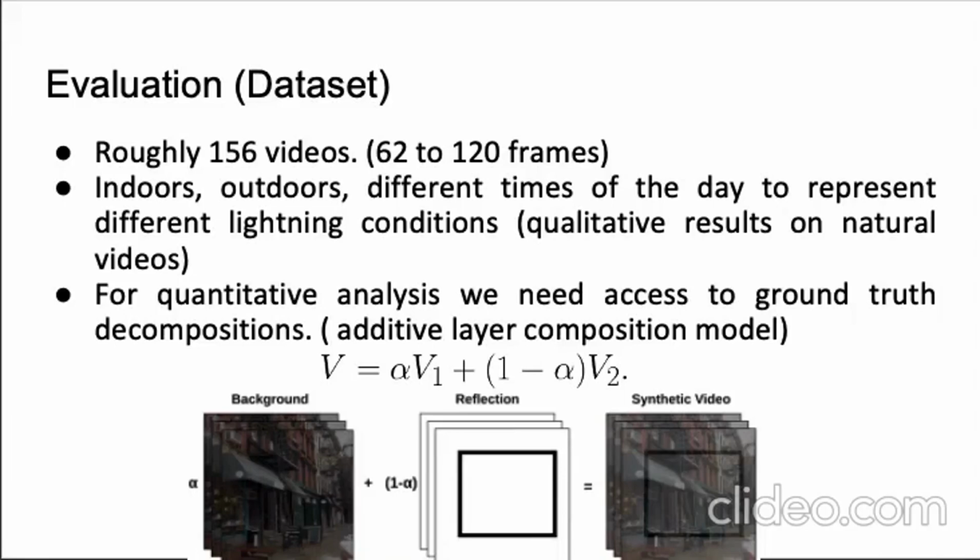For evaluation, we shot and collected many videos, around 156 videos, some of them indoors, outdoors, during different times of the day, different lighting conditions, and we provided some qualitative results on these natural videos. For quantitative analysis, we need access to the ground truth decompositions. Thus, we generated some synthetic videos using the additive layer compositing model. We basically mixed the background reflection with different mixing parameters, as shown in the figure below.